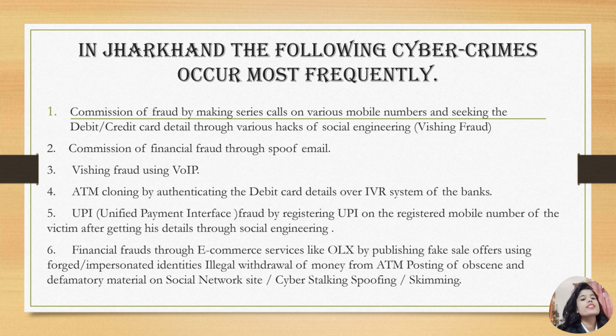In Jharkhand, the following cybercrimes occur most frequently: commission of fraud by making calls on various mobile numbers and seeking the debit or credit card details through various hacks of social engineering, that is known as phishing fraud; commission of financial fraud through spoof email; phishing fraud using VoIP; ATM cloning by authenticating the debit card details over the IVR system of the banks; UPI, which is Unified Payment Interface fraud by registering UPI on the registered mobile number of the victim after getting his details through social engineering; financial fraud through e-commerce services like OLX by publishing fake sale offers using forged or impersonated identities; illegal withdrawal of money from ATM; posting of obscene and defamatory material on social network sites; cyber stalking, spoofing and skimming.